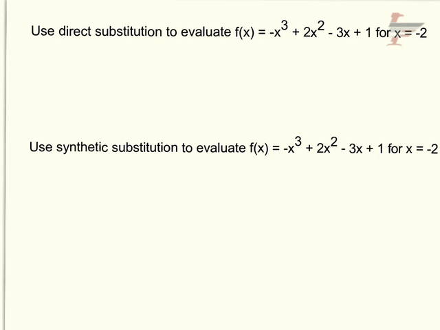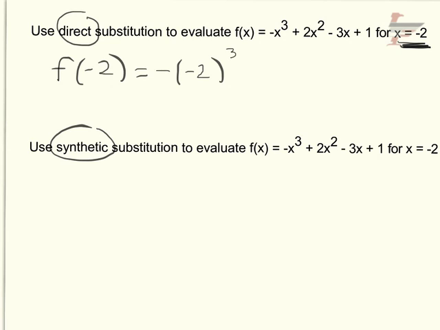Okay, last concept from section 5.2 is using direct substitution to evaluate, and then using synthetic substitution to evaluate. Notice this is not division, this is just evaluation. So I want you to understand, first of all, what's the difference between direct and synthetic substitution. Direct substitution is exactly what it means. You're directly going to substitute -2 in for all of the x's. So I'm going to just rewrite this, plugging -2 in for all of the x's, and then I'm going to talk through this.